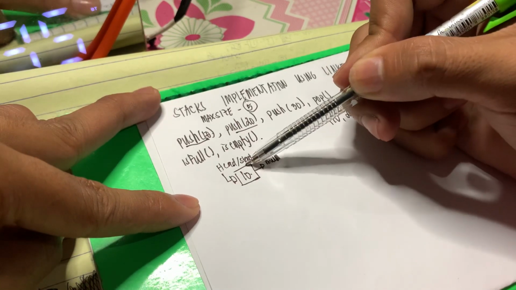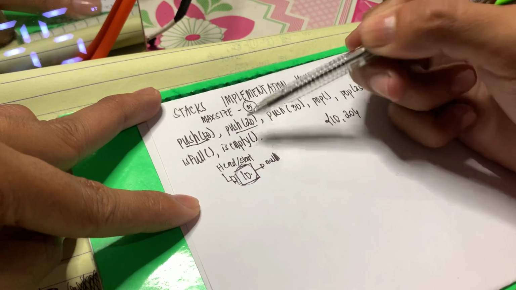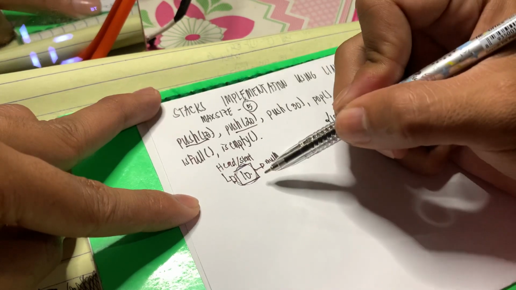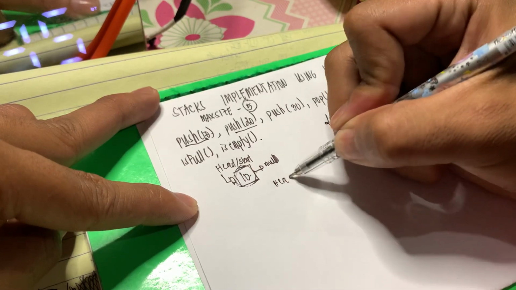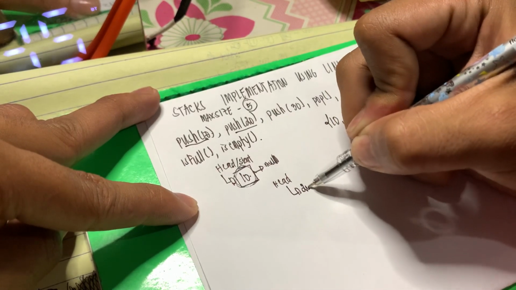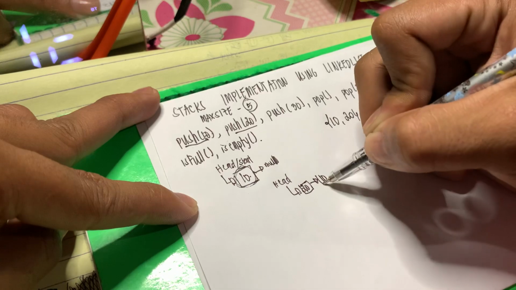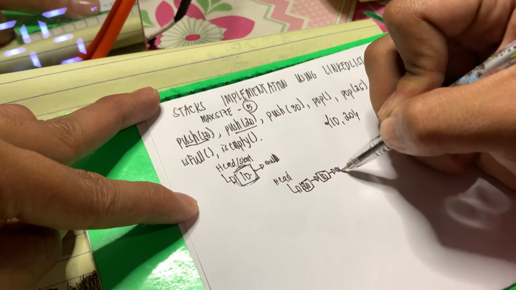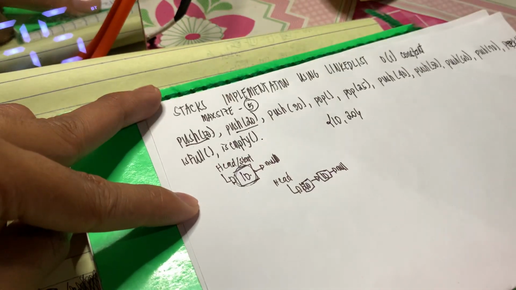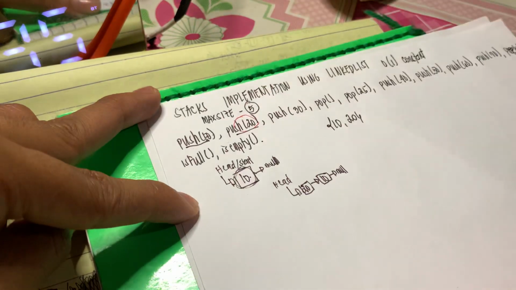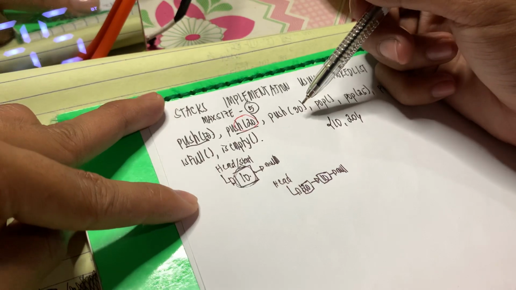So here, from head, 10 is our head node. The 20 will be the new head, and 10 will be the next. So the linked list will look like head connected to 20, then next is your 10, then 10 will be connected to null. That is the representation of the second iteration for our 20 here. So if we push another 30, what will happen?